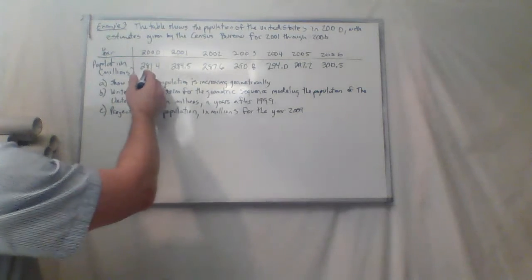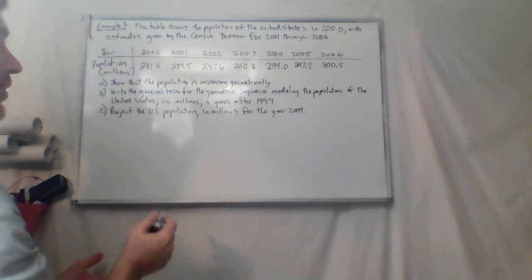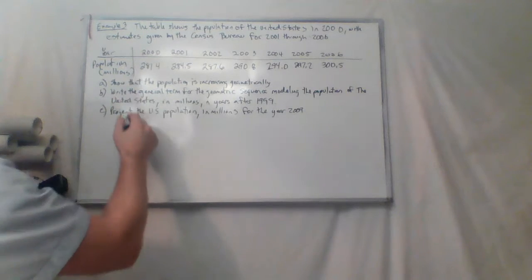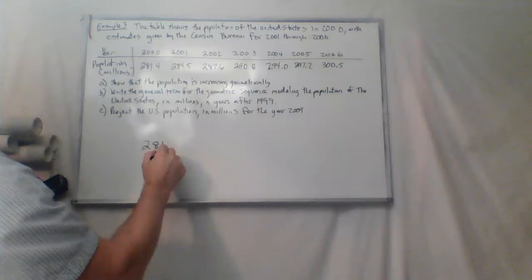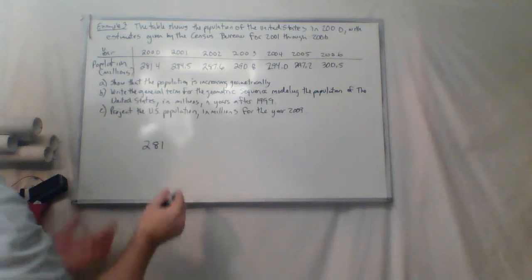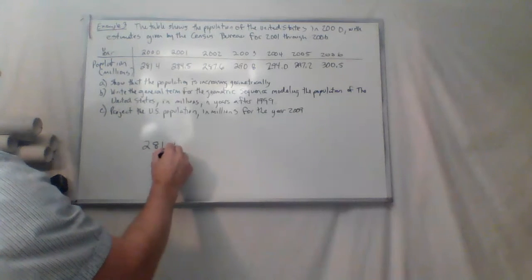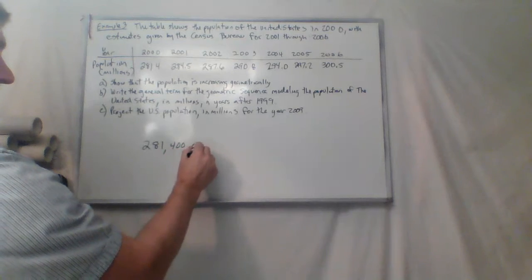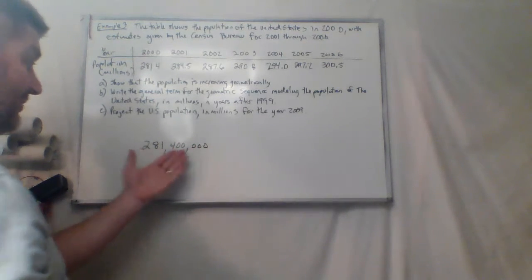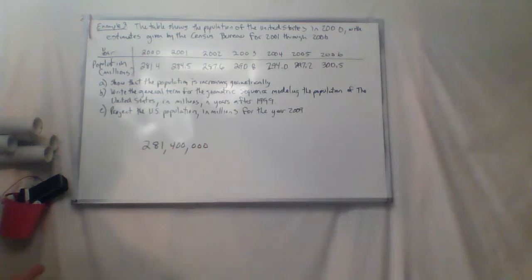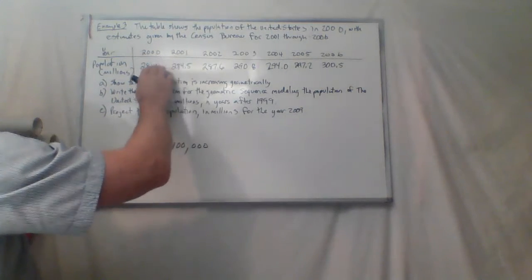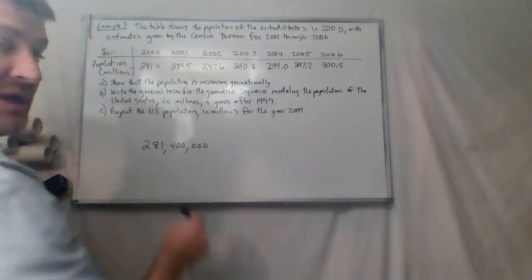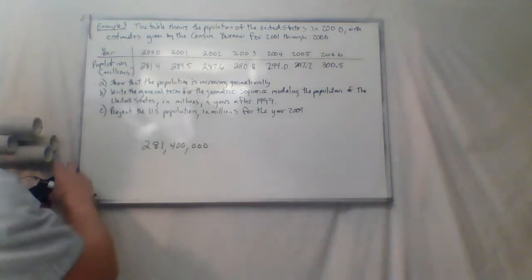So this point 281.4, this is in millions. So in 2000, it's actually 281 million. So it's point 0.4, so that's going to be 400,000. And obviously, it's not going to be this perfect, but that's an estimation there. So when you think of millions, that's 281 million, and the point 0.4 is just what it would be in the 100,000 spot.